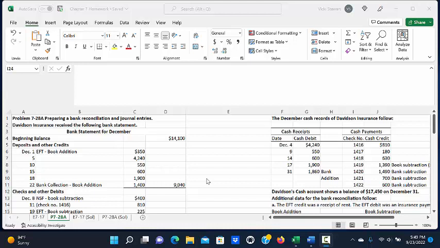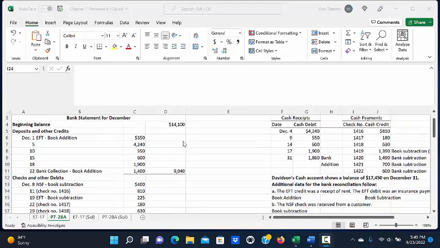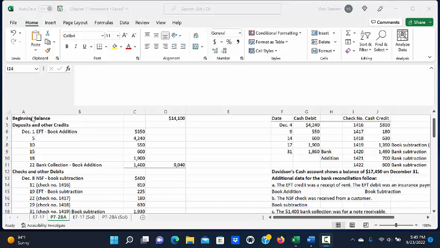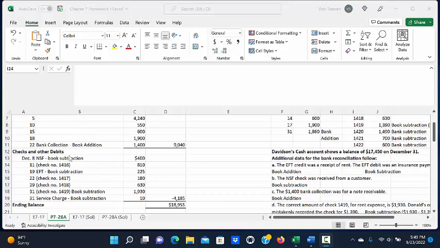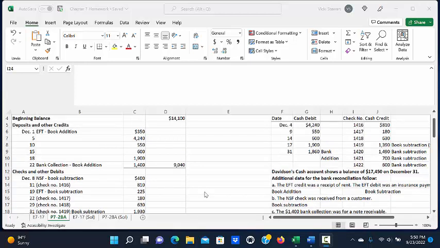This is a demonstration of problem 728A, preparing a bank reconciliation and journal entries. Davidson Insurance received the following bank statement, and the problem gives us Davidson's bank statement for December. So we see that we start out with the beginning balance, and then the bank statement shows all of the deposits and other credits that were added to our bank balance, and then all of the checks and other debits that were subtracted to get the ending balance for the bank for December.